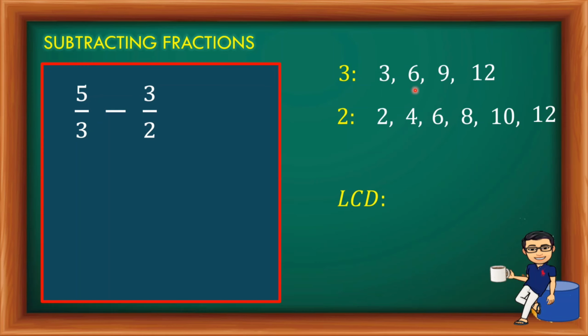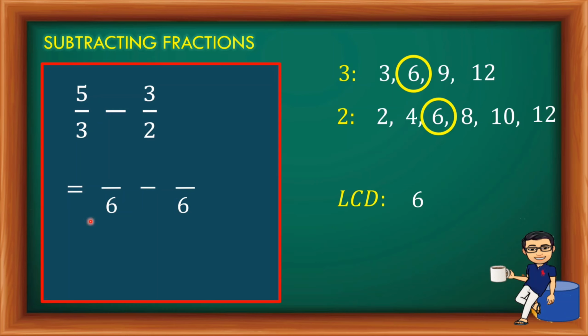Mapapansin natin, mayroon dito na parehas na 6 at mayroong parehas na 12. So, alin ngayon ang gagamitin nating LCD? From the words least common denominator, we will be talking of the least. Ang mas least sa 12 at 6 ay 6. Therefore, 6 will be our least common denominator. Gagamitin na natin yan sa ating expression. Ilagay na natin na ang LCD niya ay 6.